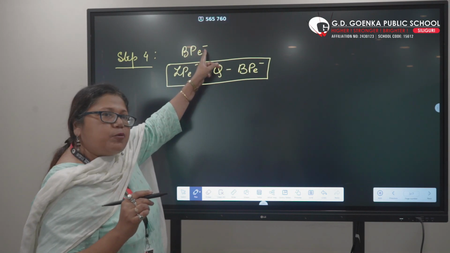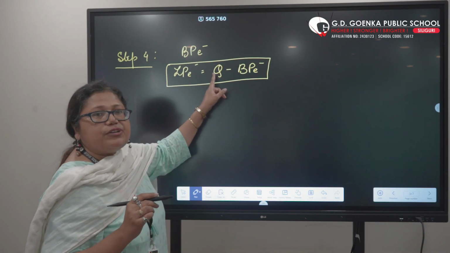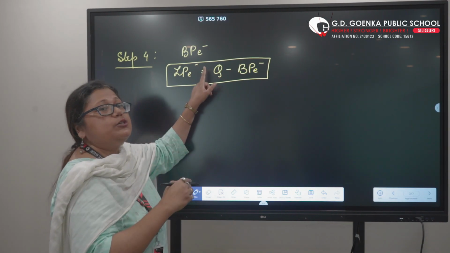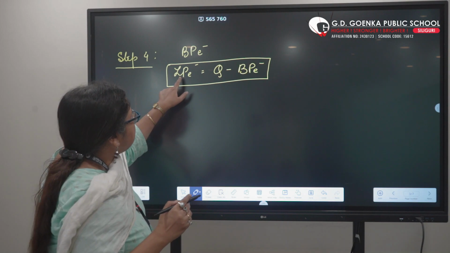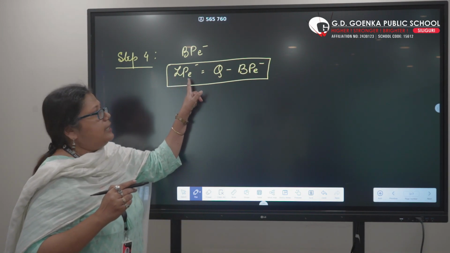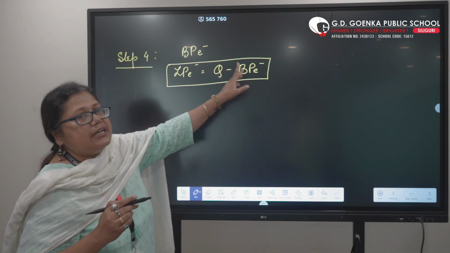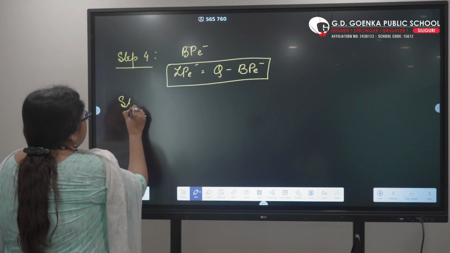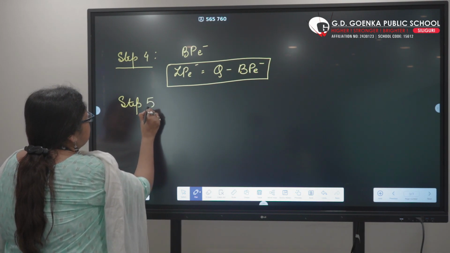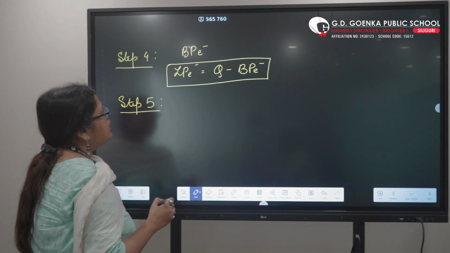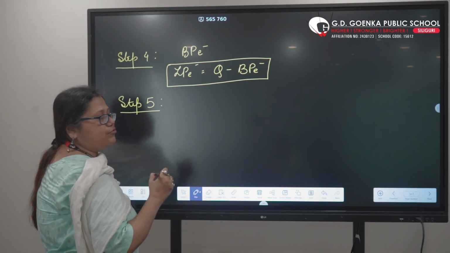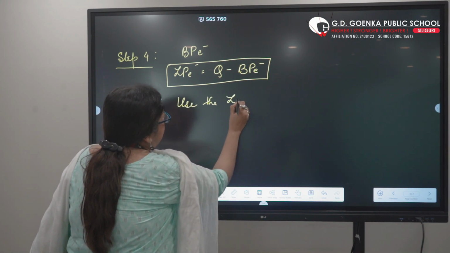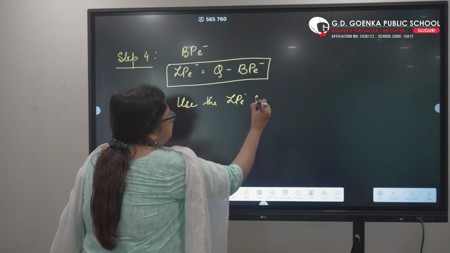After calculating the bond pair electrons, what is my total number of valence electrons? Q, I have already calculated in the first step. So now I am calculating the lone pair electrons, that is Q minus bond pair electrons. Now, as I get the number of lone pair electrons, my step 5 will be easy. I use the lone pair electrons in two ways.